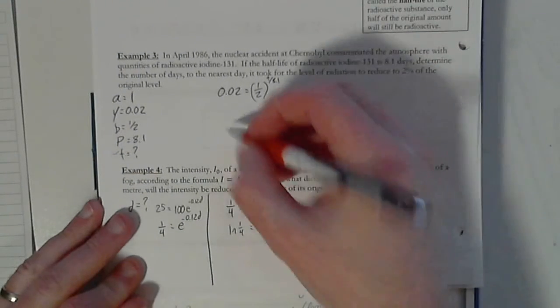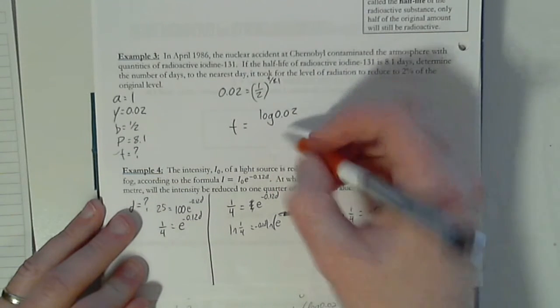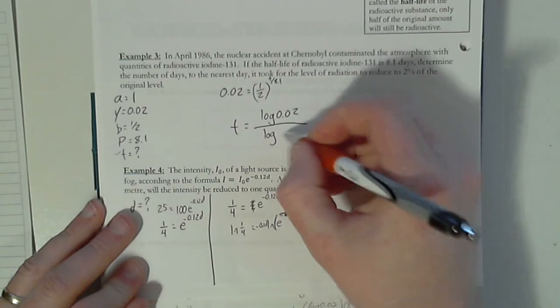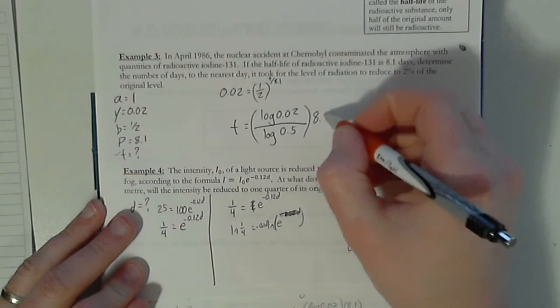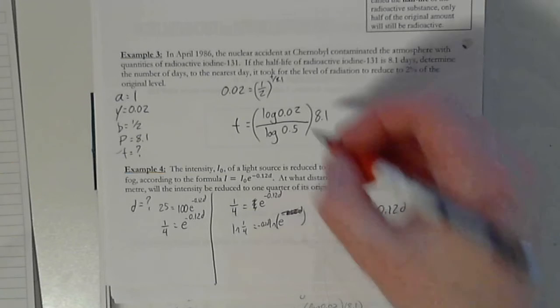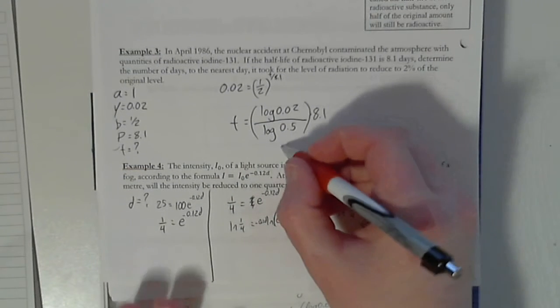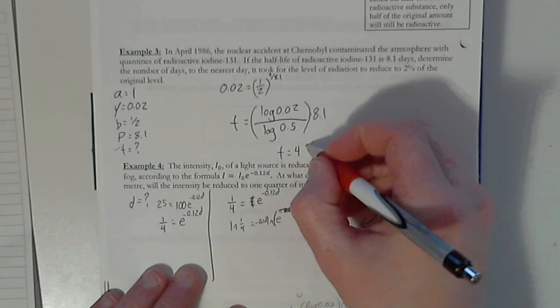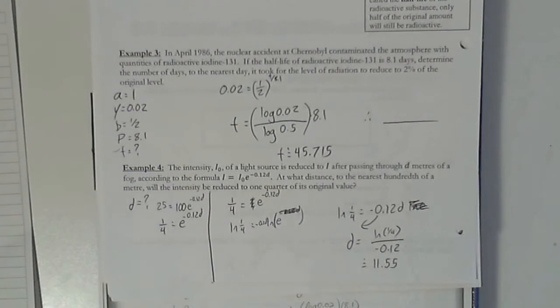So at the very end of this, you should get t is equal to log of 0.02 all over log of 0.5 or a half, times 8.1, or 8.1 on the top. Doesn't matter either way. Logs could be lns as well. Either way is fine. And then you end up with a t-value of 45.715, roughly. So therefore, it took 46 days for the amount of radioactive material in the atmosphere to be 2% of its original.